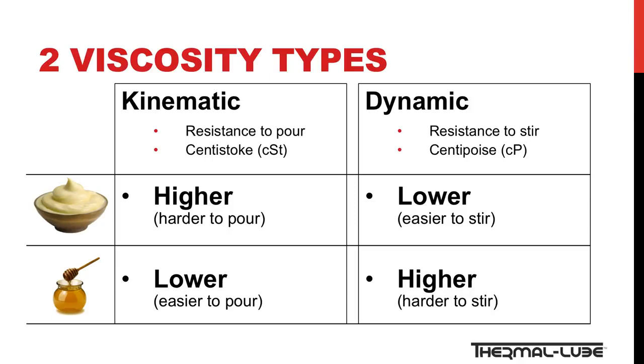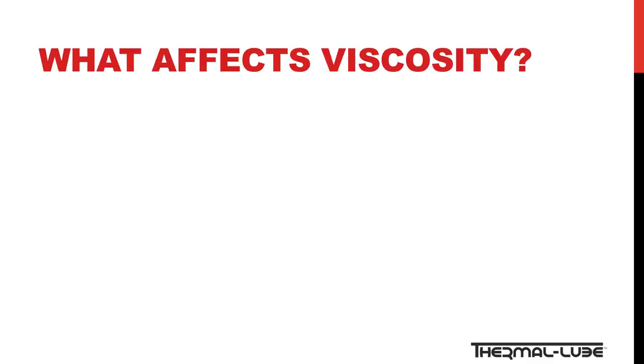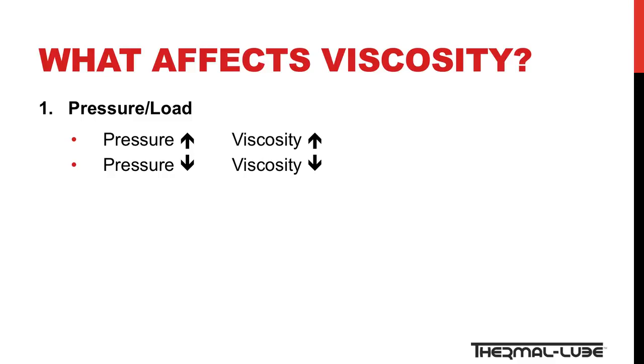Now we can begin to understand that dynamic viscosity is important in starting machinery, while kinematic viscosity is important when machinery is already running. Viscosity is not constant. There are several factors that influence it. First, let's talk about pressure or load.